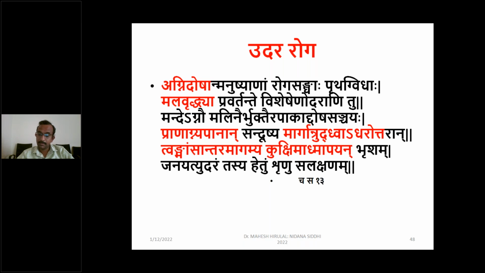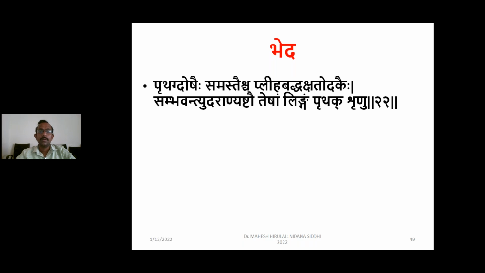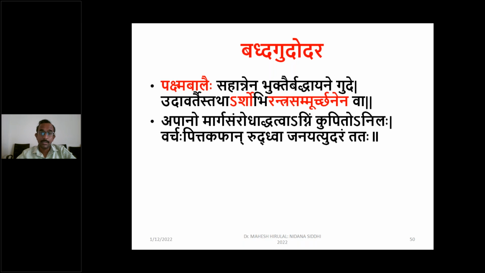Udara Roga is another big purview for the Annavasrotas, where the Agni, Prana, and the Apana are involved, and Kukshi Admana is seen. That only I had considered in the Annavasrotas here. Those are not needed. Baddha Gudodara, in particular the Baddha Gudodara.